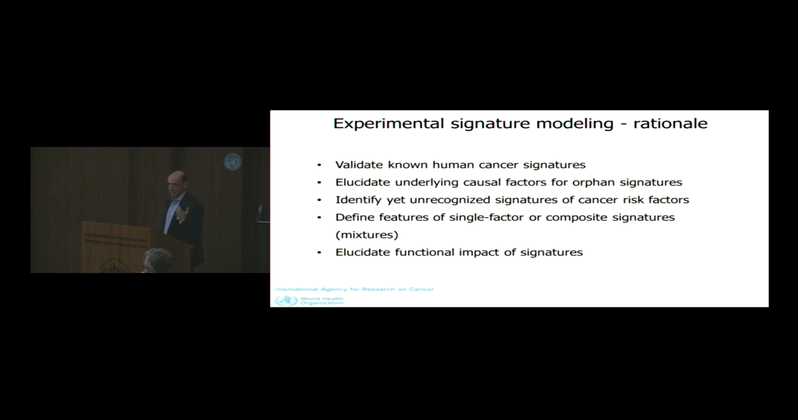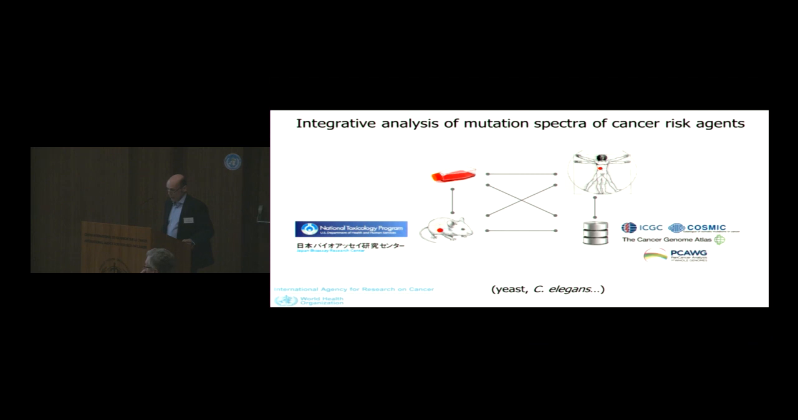And then we see some special features such as in composite signatures, we can basically see different contributions of different factors. And finally, in certain systems, we can also identify the functional impact of signature of mutations supporting the signatures. This is just to give the overview of the integrated experimental system and how it's compared to the human sample analyses and mining of public data.